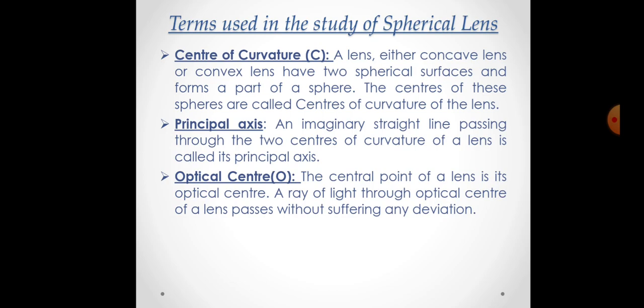Next one is your optical center. The central point of a lens is its optical center. That means the center of the lens is called your optical center. A ray of light through the optical center of a lens passes without suffering any deviation. That means a ray of light, if it passes through the optical center, will not undergo any deviation.